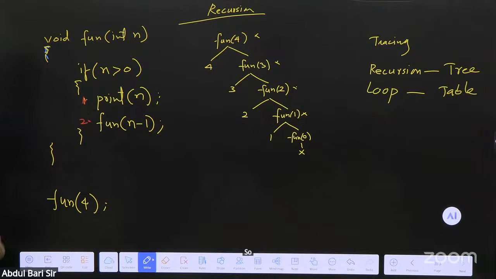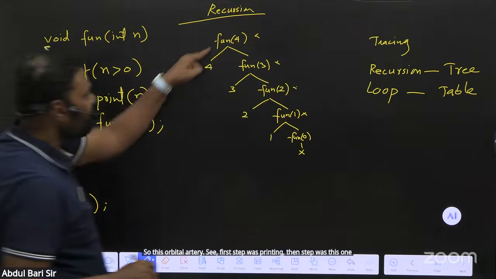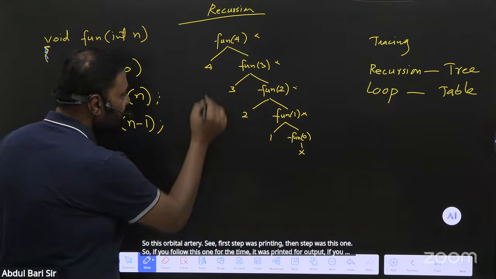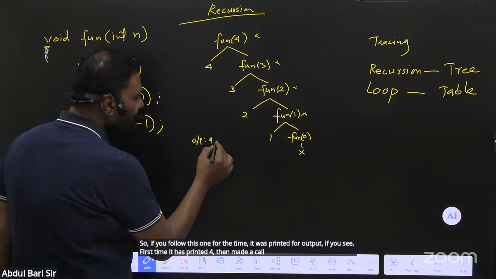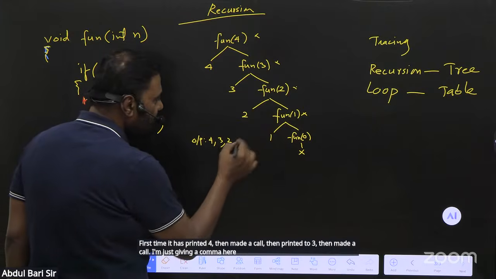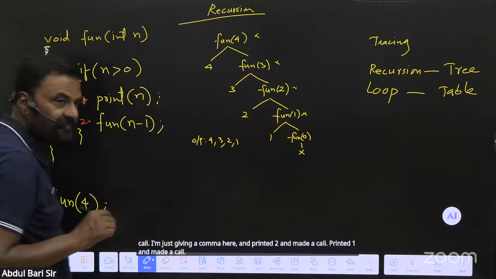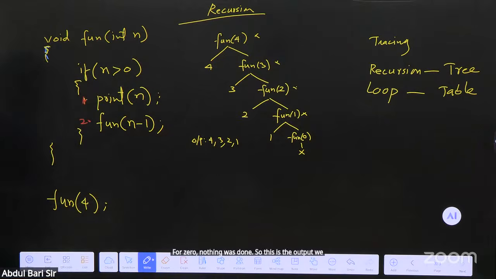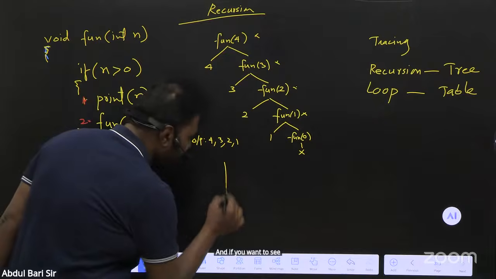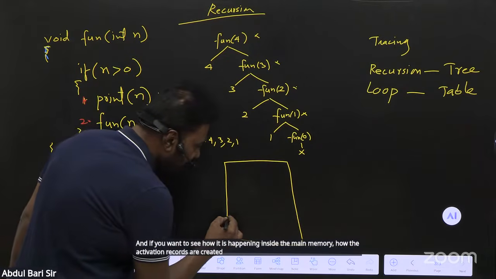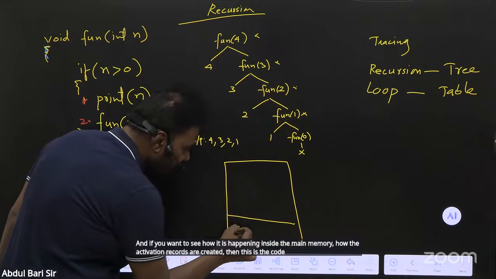So this is how we draw a tree. See, first step was printing, then the second step was this one. If you follow this, first time it printed 4, then made a call. Then printed 3, then made a call. I'm just giving a comma here. And printed 2 and made a call. Printed 1 and made a call. For 0, nothing was done. So this is the output we got. And if you want to see how it is happening inside the main memory, how the activation records are created, then this is the code section.